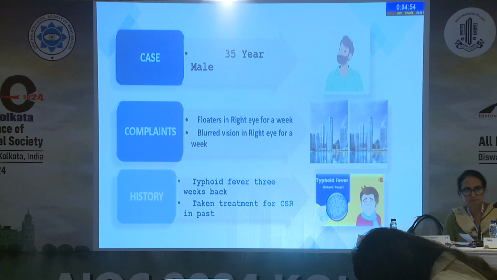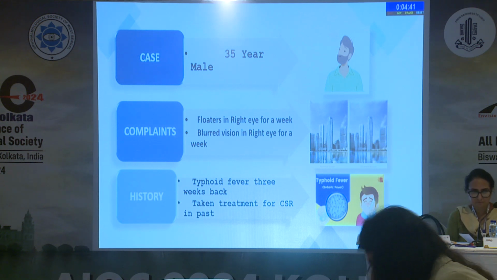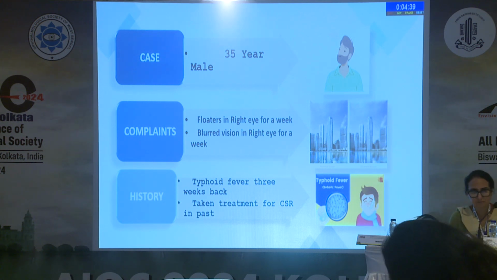So this is a case presentation. This is a case where we are also having a lot of diagnostic dilemma. So it's an open-ended case where people can pitch in. There is a 35-year-old male, and his complaints were floaters in the right eye for a week, and blurred vision in the right eye for a week.